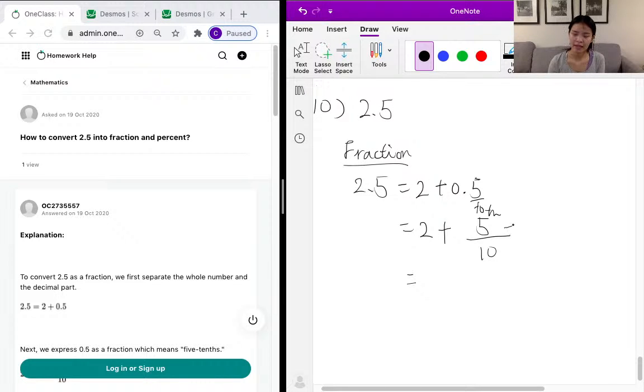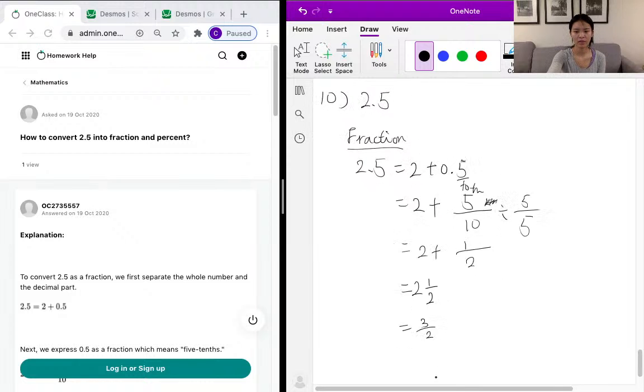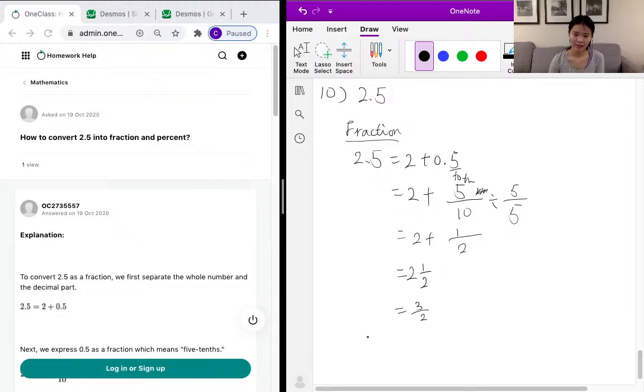We need to check whether the fraction is in its most simplified form. The answer is no. Why not? Because its common factor is larger than 1. The greatest common factor is actually 5 in this case. So we need to divide both the top number and the bottom number by 5, which gives us 5 over 5 is 1, 10 over 5 is 2. So we have our 2.5 as 2 plus 1 over 2, which is 2 and 1 half, which also equals 5 over 2 if you want it in another form. Okay, so this is our 2.5 in fraction form.